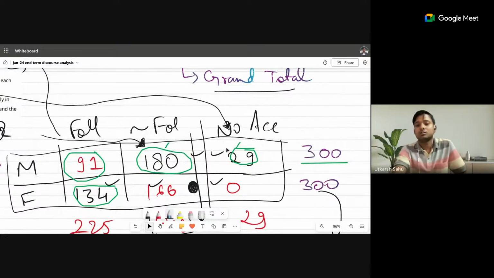You get your contingency table. Then what do we do for our expected frequency? Column total into row total by grand total. So you do all the stuff, you come to the answer. 173 was the correct answer, and this was accepted. So the main intuition here was not to show how to do the question, but how to read and how to know which test, which kind of contingency table would be made and what not.